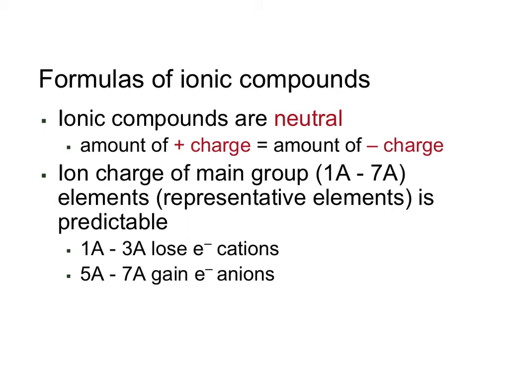This leads us to how we come up with the formulas for ionic compounds. Ultimately, when an ionic compound forms, it will be neutral. And so the amount of positive charge from the ions will be equal to the amount of negative charge from the ions. And so let's remember that the ions of our main group elements are predictable. The metals in 1A to 3A will tend to lose electrons and form cations. Our nonmetals in groups 5 to 7 will tend to gain electrons to become anions in a predictable way. For instance, magnesium in group 2 will tend to form a magnesium 2+ ion. Whereas bromine, which is in group 7, will tend to gain 1 electron to form a bromide 1- ion.